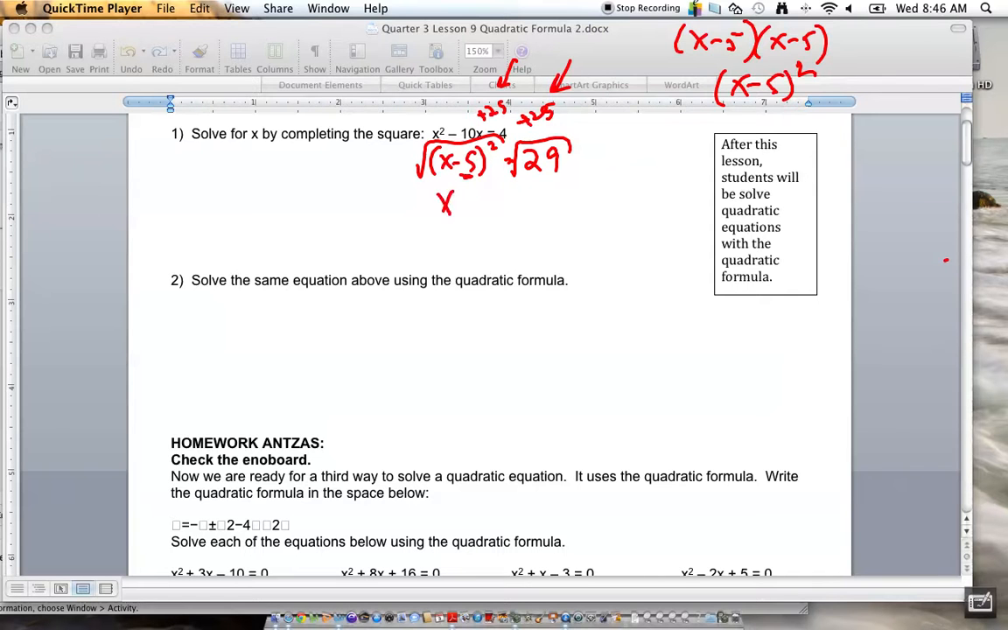Now, square rooting both sides, I get x minus 5 equals plus or minus the square root of 29. And then I add 5 to both sides, and I get x equals 5 plus or minus the square root of 29. Yes? Why do you have to put the plus and the minus?